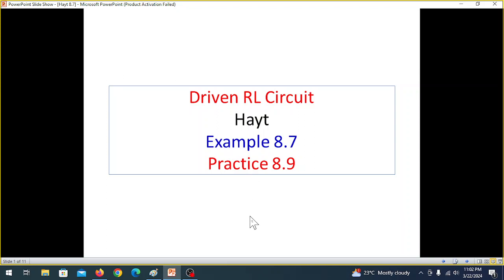Bismillahirrahmanirrahim. In this video, we'll be discussing what is known as the driven RL circuit, or also called the forced RL circuit, from Mr. Hayt's book. And we'll be discussing example 8.7 and its related practice problem, which is known as 8.9.